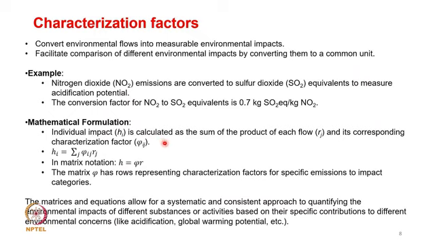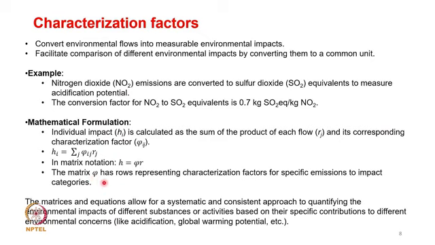Let's mathematically represent it. Let's compute the individual impact H_i as the sum of the product of each flow which we computed previously and the corresponding characterization factor. So the characterization factor is something that you multiply to convert them into the common footing. For instance, H_i would be the sum over j of psi_ij times r_j. For each flow, you have to identify the characterization factor, and you do a summation of the products. So you can again write this in matrix notation: H is equal to psi times R.